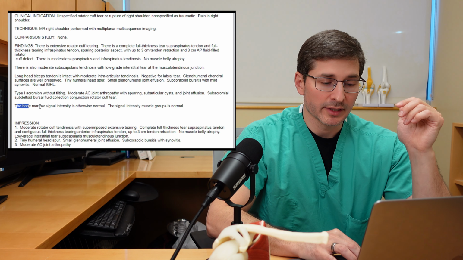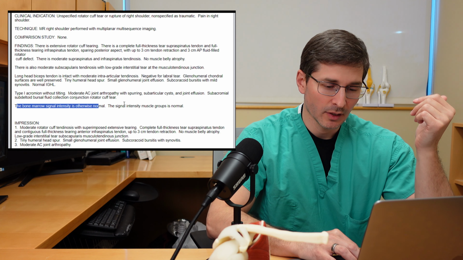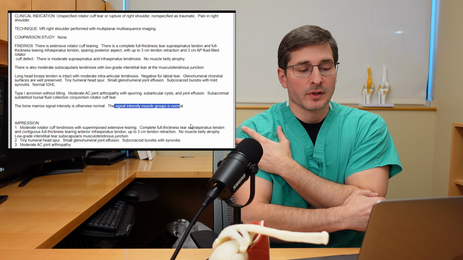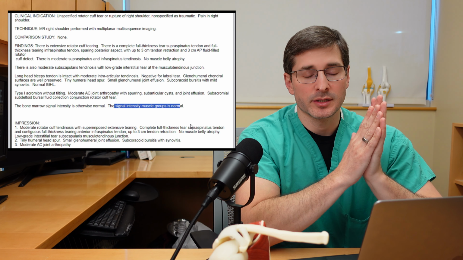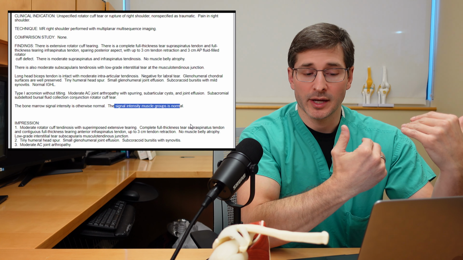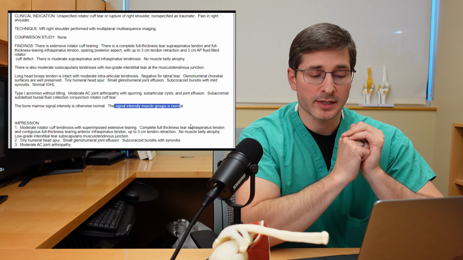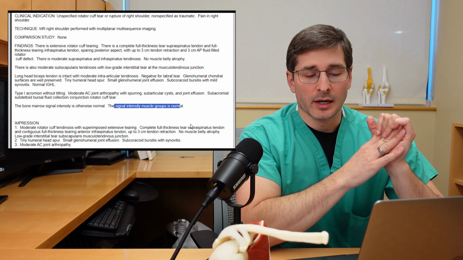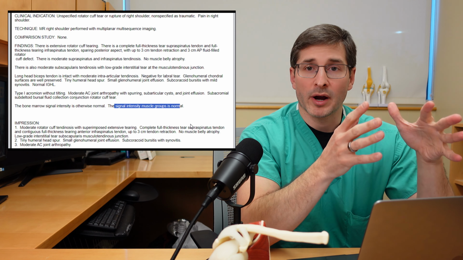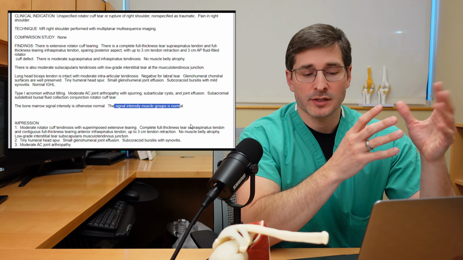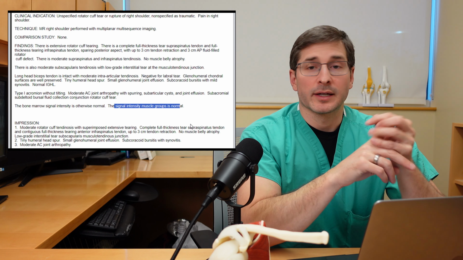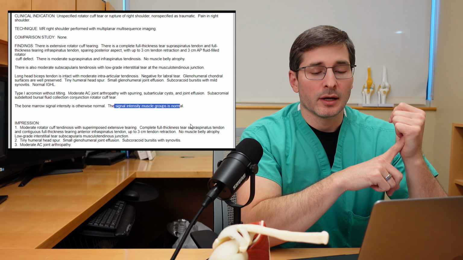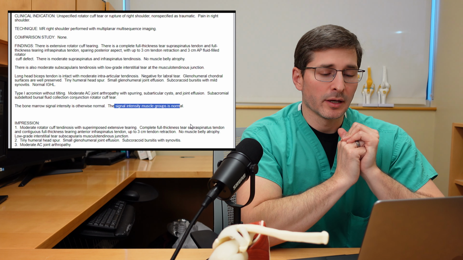They say the bone marrow signal intensity is otherwise normal. And the signal intensity of the muscle groups is normal. And so they're referring to signal intensity, which is essentially the appearance of the muscle on the MRI scan, the appearance of the bone on the MRI scan. And different things can cause the muscle to appear differently. You can see the muscle might appear a little bit brighter, which would be reported as a higher signal intensity, and that can happen with a contusion, if there's bleeding in the muscle, or other problems in the muscle or the bone.